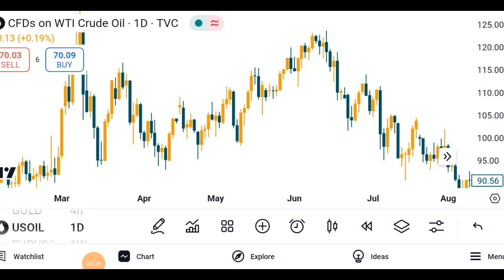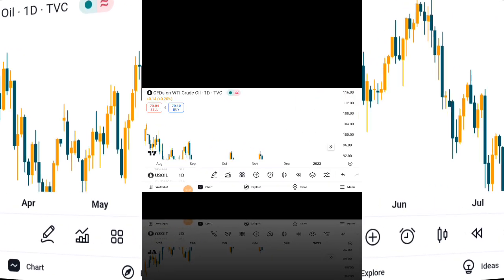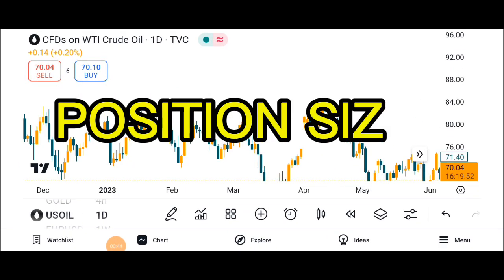Hello fam, so have you ever been in a scenario whereby you have your strategy right, your setup right, your entries right, so it's about the time to enter that trade and you are wondering what lot size do I use for this particular trade? So today I address that. The tutorial of today is called position sizing.